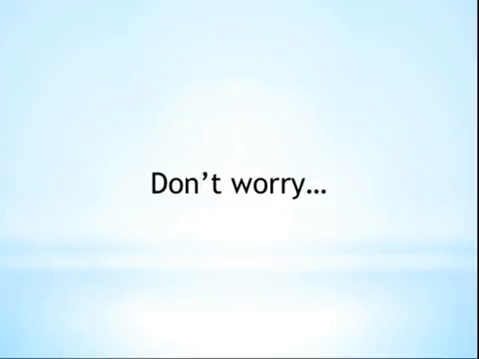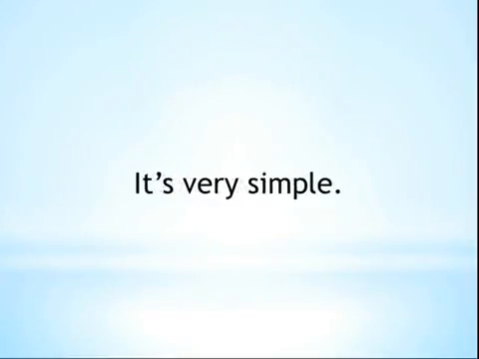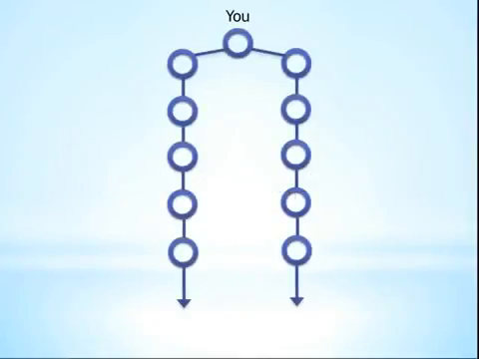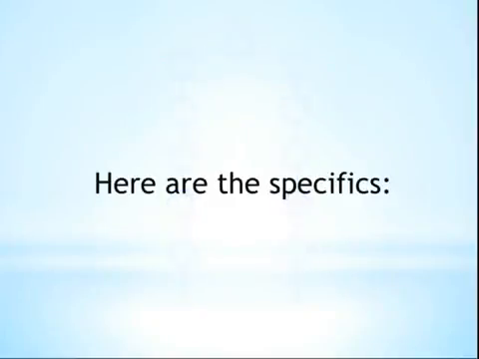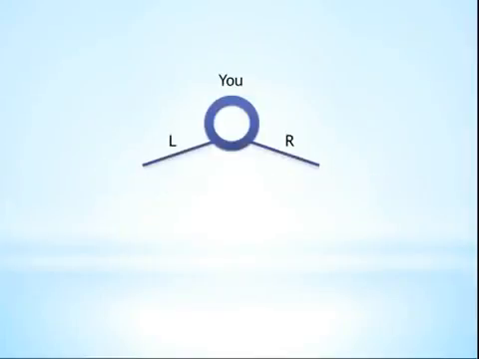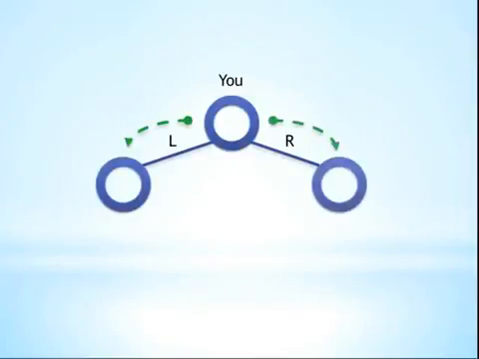Now, don't worry. It may seem complicated, but in reality it's very simple. All you need to do in Jeunesse's plan is build two lines straight down. If you can do that, you can be successful with this plan. Let's talk about the specifics. The first thing you have to do in order to qualify for commissions is to personally enroll someone on each side of your organization who purchases products.